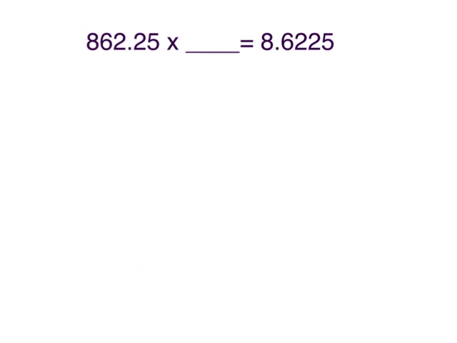In my final example, I have 862.25 times something equals 8.6225. Is my number getting bigger or is my number getting smaller? My number is getting smaller because I know that 8.6 is smaller than 862. So here my number is getting smaller. Let's see how many place values it's getting smaller by.